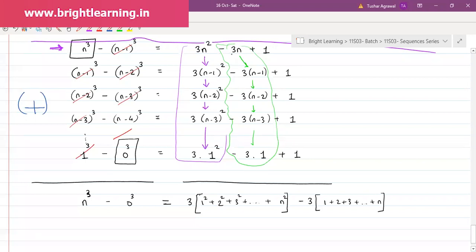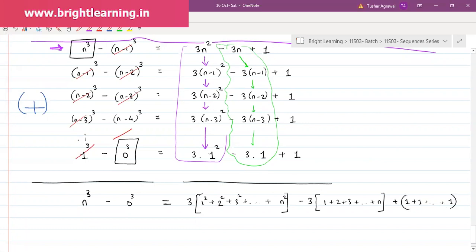Now subtraction 3 in the green group, and if I take subtraction 3 common in the green group, n plus n minus 1 plus n minus 2 and so on. So that is 1, 2, 3, 4, 5 up to n. And lastly 1 plus 1 plus 1 plus 1 plus 1. How many times is 1 added? 1 plus 1 plus 1, n times it is added.